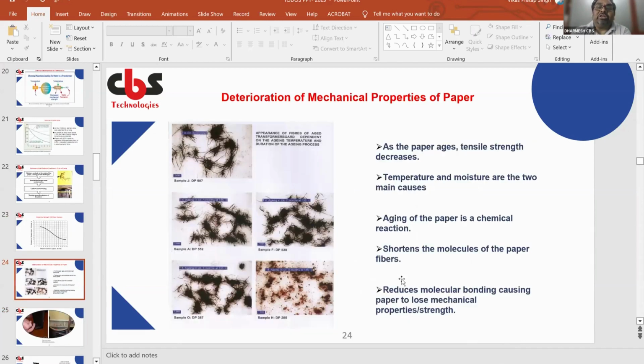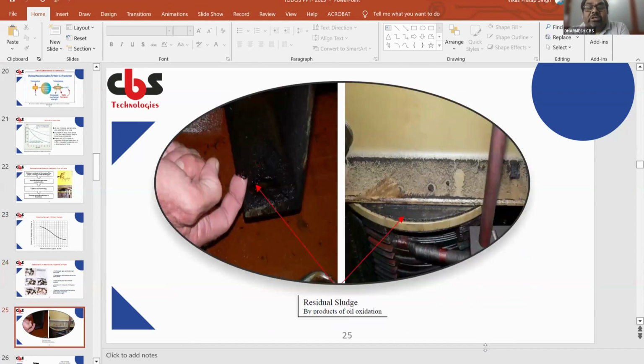This is how the mechanical properties of paper deteriorate. You can see as the paper ages, tensile strength decreases. Temperature and moisture are the two main causes of deterioration of paper. Aging of paper is a chemical reaction. It shortens the molecules of the paper fiber and it reduces the molecular bonding, causing paper to lose mechanical properties and its strength. This is a practical thing which we have taken from an actual photograph. There is a residual, you can see a sludge which collects after deterioration of paper when the oxidation takes place. Next.